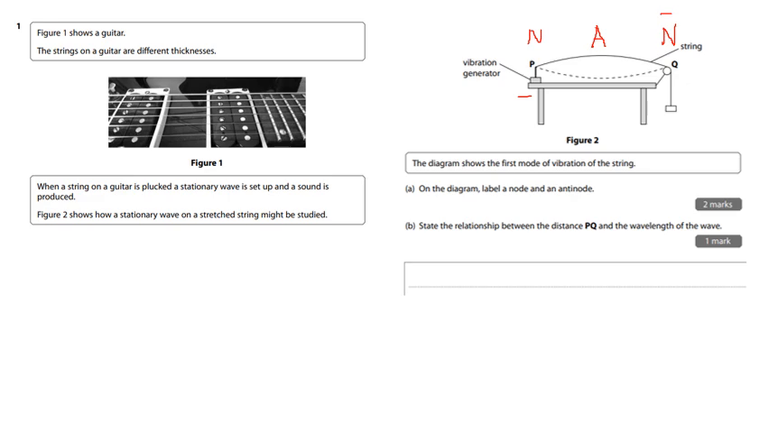State the relationship between the distance PQ and the wavelength of the wave. Well, you should know that each loop is half a wavelength. So basically, the distance PQ is lambda over 2. It's half a wavelength. Each loop is half a wavelength. And for your first harmonic, your fundamental, you know what I'm on about because you've revised, the length of the string is half a wavelength.